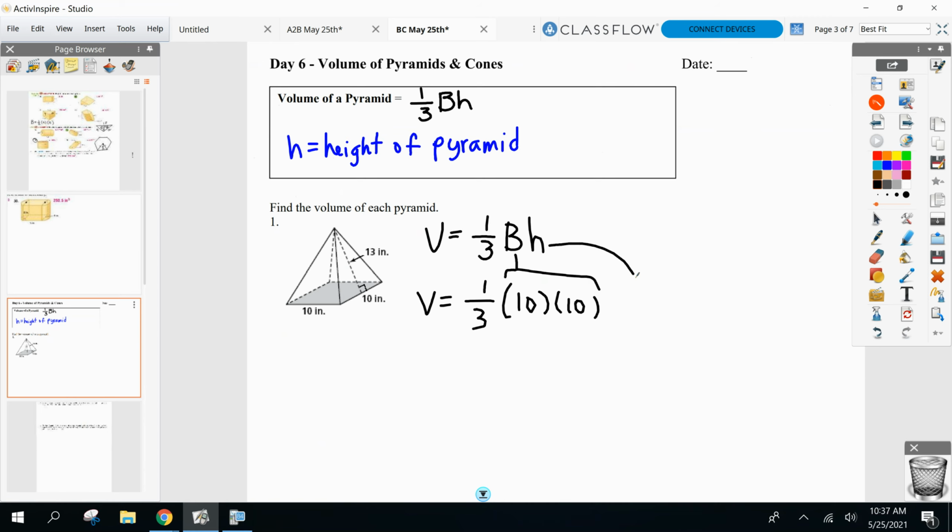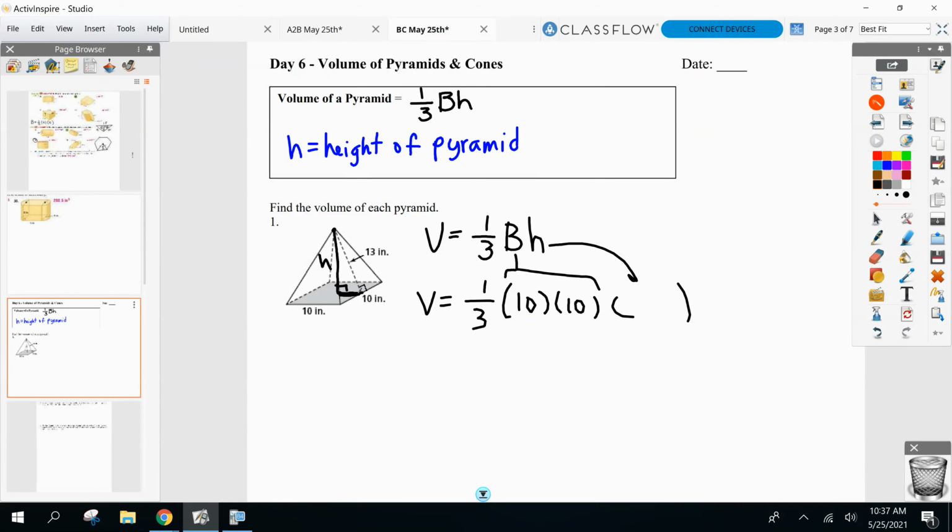All right, let's go to the height now. You guys told me I can't use 13. That's the slant height. So how do I find the Mission Impossible height? Do we remember how we found it? Because it's perpendicular to the center. So here's the height. How do I find the other leg of this right triangle?